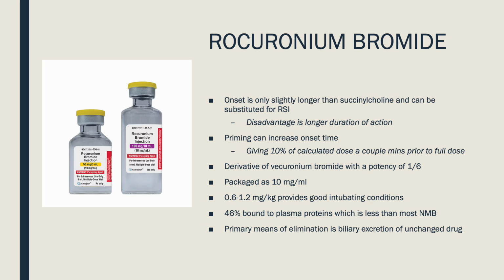So the elimination half-life is 60 to 120 minutes, depending on the dosage. So slightly longer onset time compared to SUX, but very useful in an RSI. 0.6 to 1.2 milligram per kilo can give you good intubating conditions. RSI dose is probably that 1.2. Rock is a derivative of VEC. Okay, 1/6 the potency. And once again, biliary excretion.